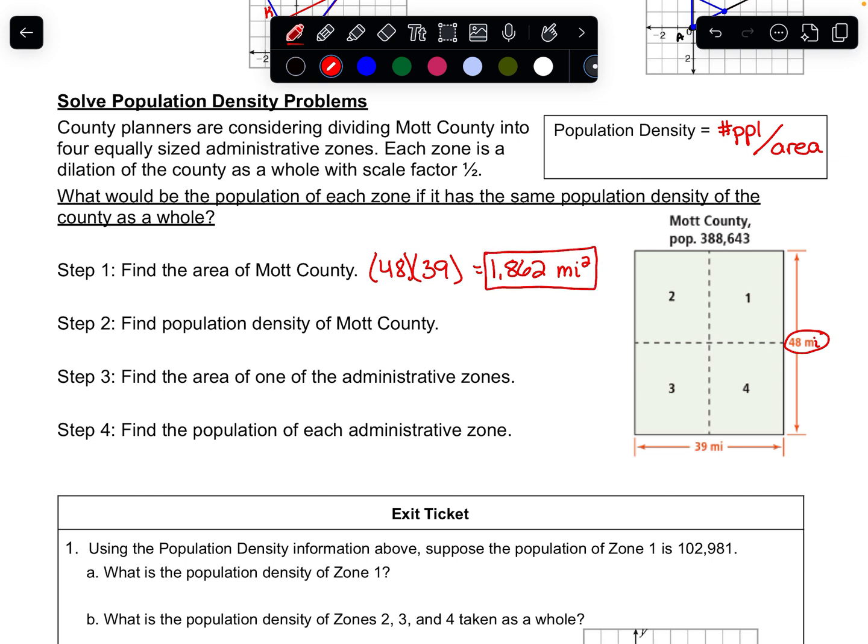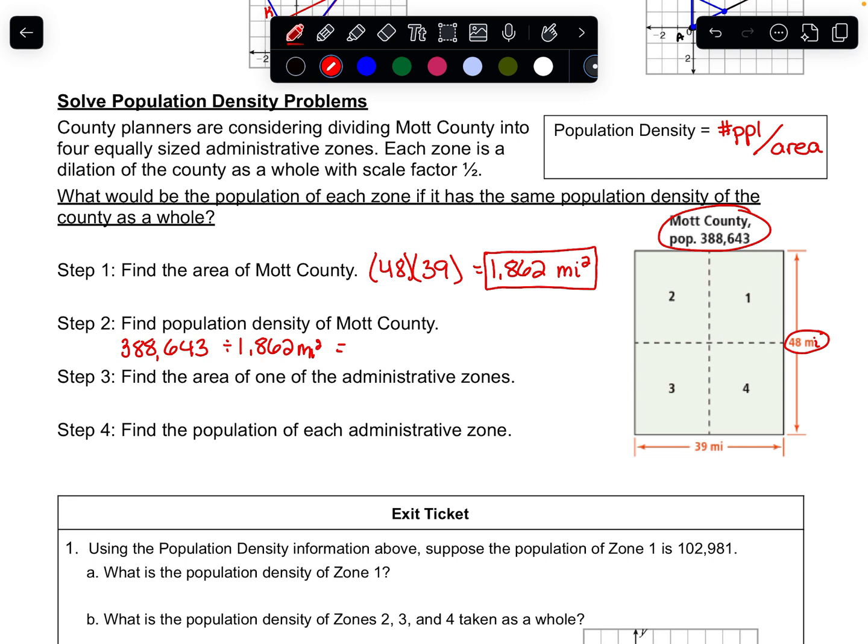All right, population density. It's people divided by area. So the people, that's 388,643. I got that from right here. That's the population. Divided by the area, which is 1,862 miles squared.